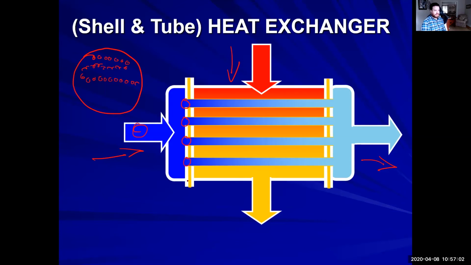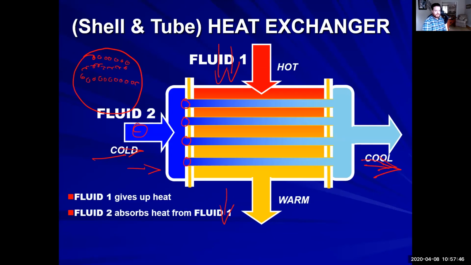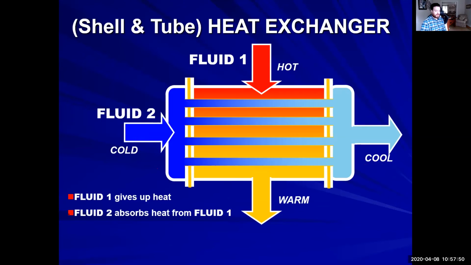They do not make contact with each other. They're separated by copper, metal, some sort of element, whatever they decide to build it with. We have steam coming through here, and condensate coming out the other side, and this is all salt water going through here. Like I said, fluid 1 gives up the heat, which is our steam. Fluid 2 absorbs the heat from fluid 1. That is our salt water.